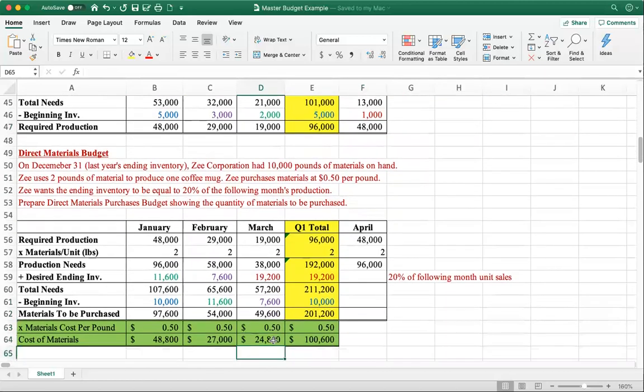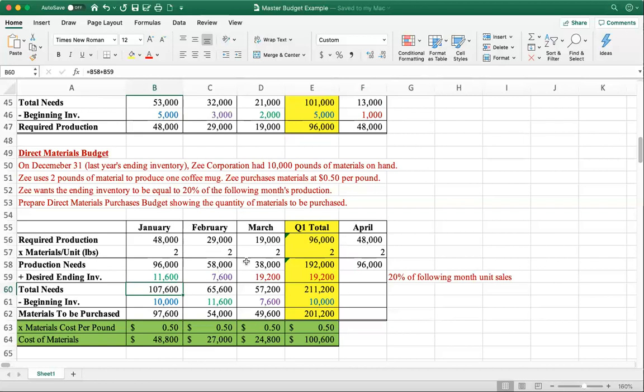Now the ending inventory for the quarter is the ending inventory of the last month of the quarter, which is March. So we copied that. So we add them together. The total needs for January would be 96,000 plus 11,600, 107,600.